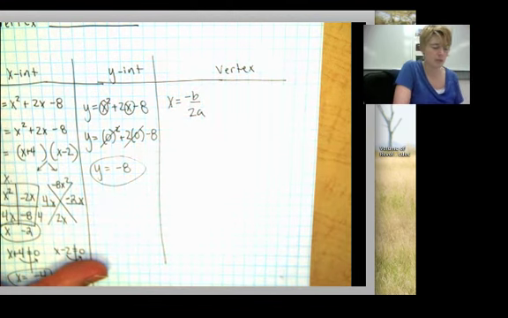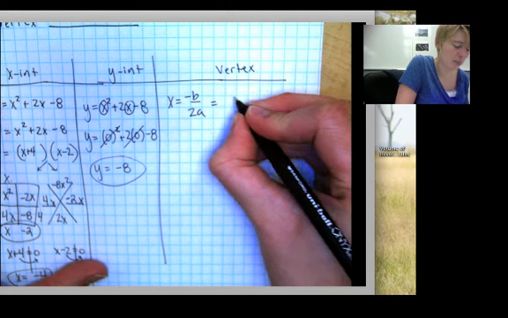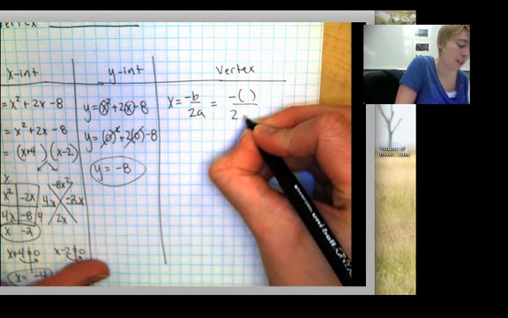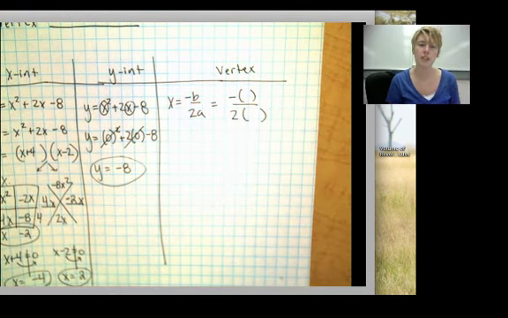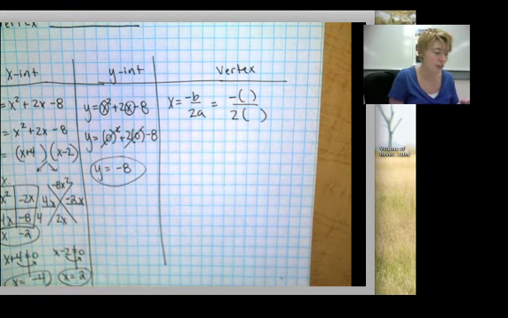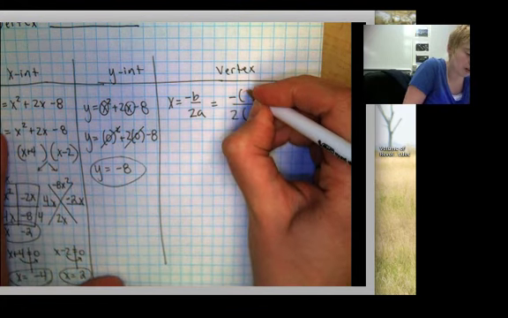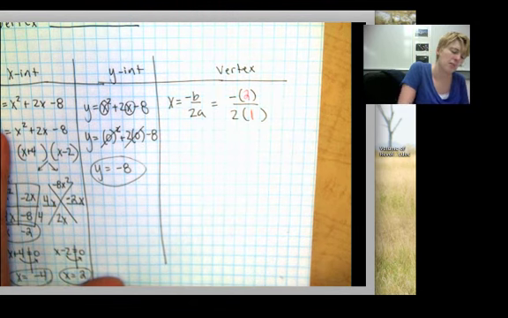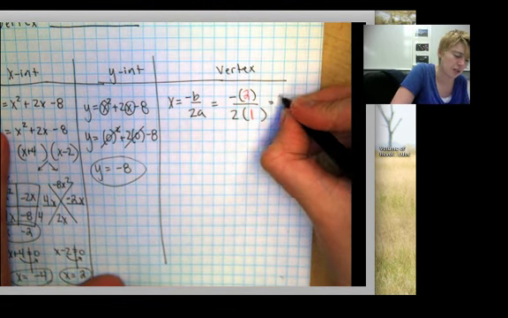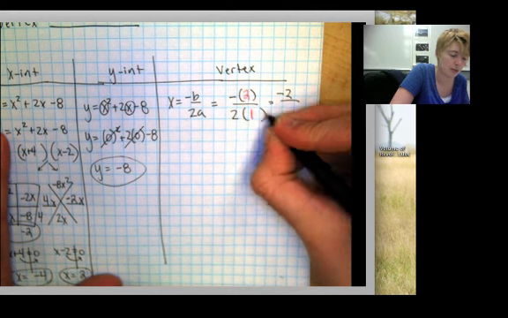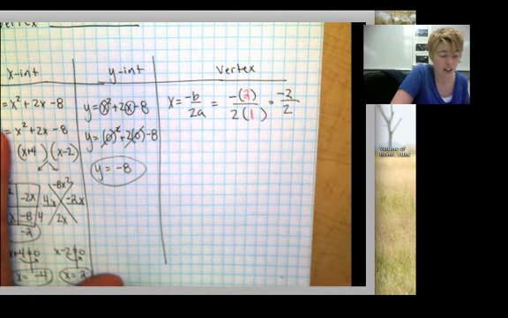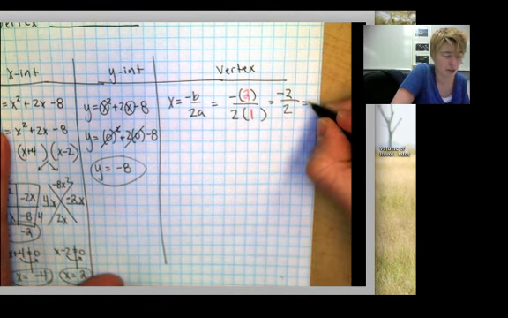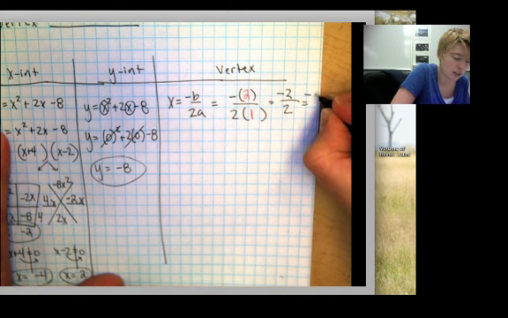And what I'm going to do is write x equals negative blank over 2 times blank. And I'm going to fill in those blanks with the b and the a from up above. The b was equal to 2 and the a was equal to 1. Figure this out, and it's not too hard to figure out that this is a negative 2 over 2 times 1, just 2. And negative 2 divided by 2 is a negative 1.